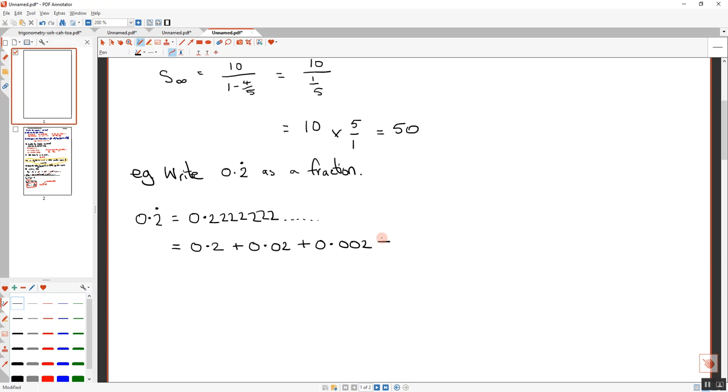0.002. And this goes on for how long? Infinite. Okay, it goes on an infinite number of times. Right, now what type of sequence have we got here? Arithmetic? No, geometric. Why is it geometric? Because it's by the same ratio each time. Okay, and what am I multiplying by each time? 0.1, right. I'm multiplying each time by 0.1.